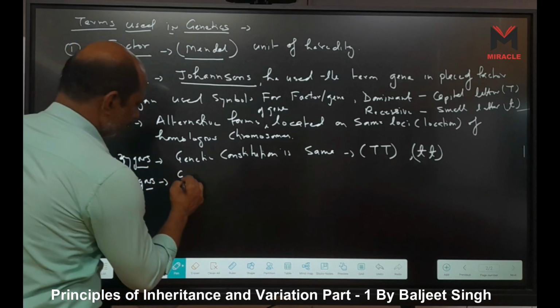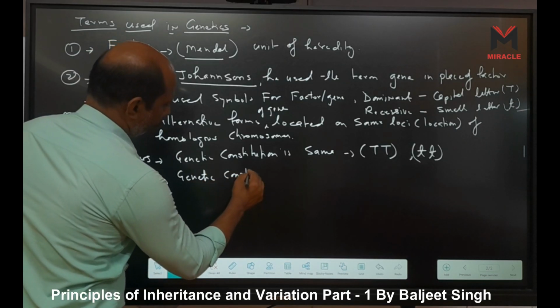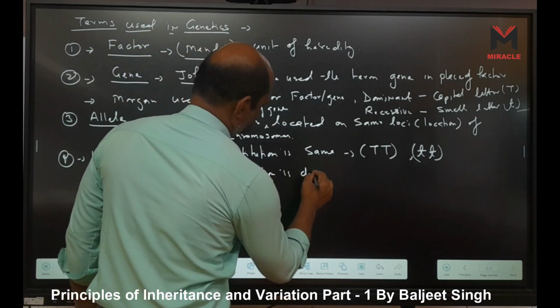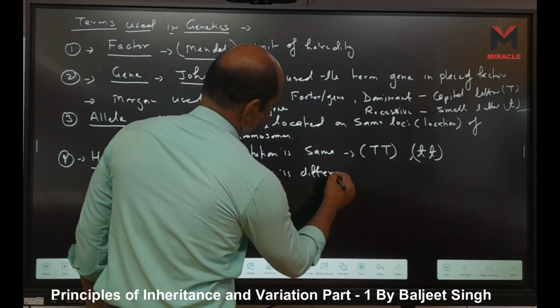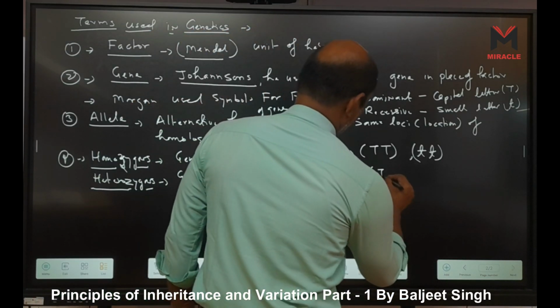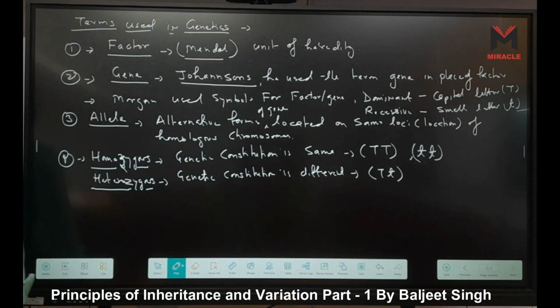Heterozygous means the genetic constitution is different. It means alternative forms, as for example here, capital T, small t. That is called heterozygous. Okay.